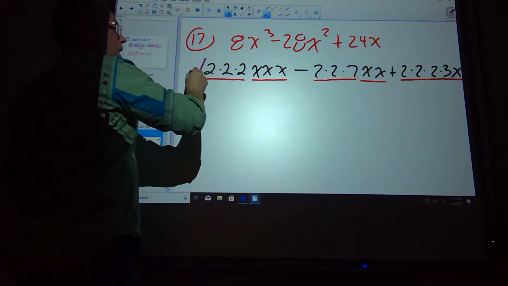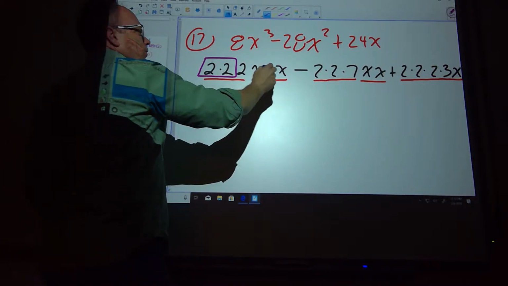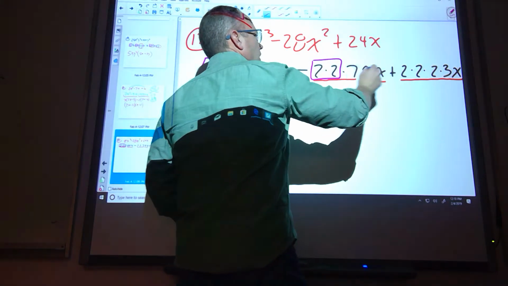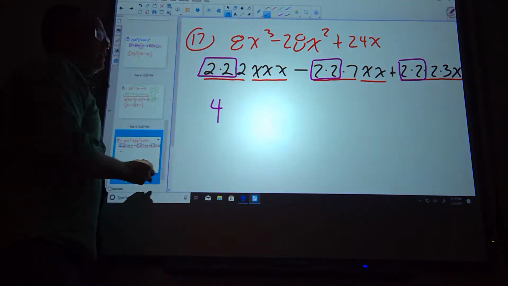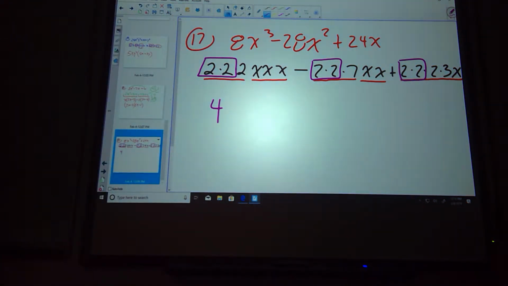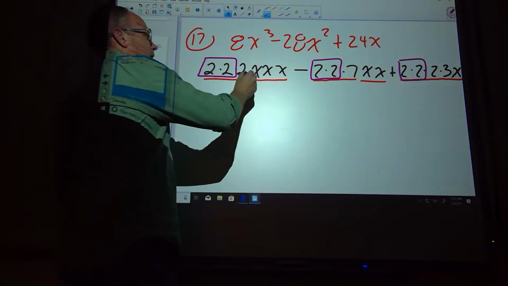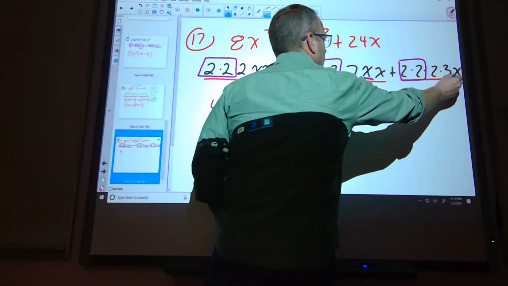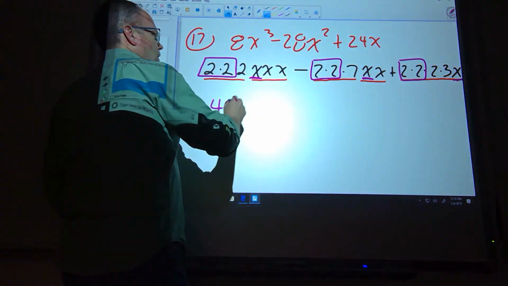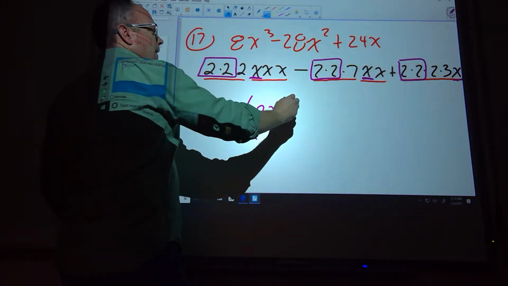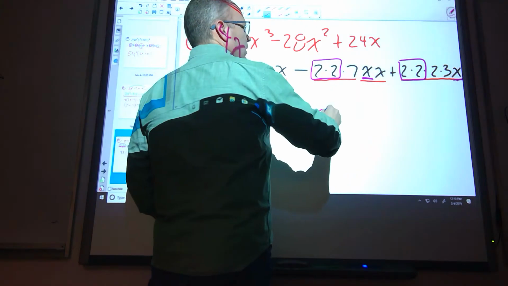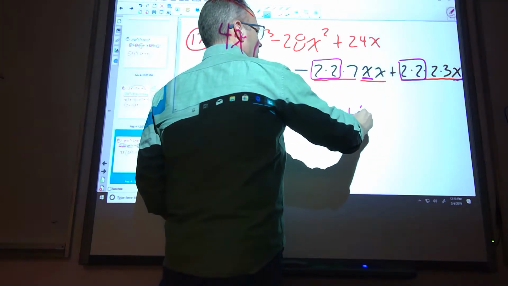So I can factor out, looks like 2 2's of each of those. So 2 times 2 is 4, right? Can I factor out any more numbers? Being I have a 2, a 7, and a 2, and a 3. No. Nope, they all don't share the same thing. The maximum x's are a singleton x. So I factor 4x out. And then this is 2x squared minus 7x plus 6x.